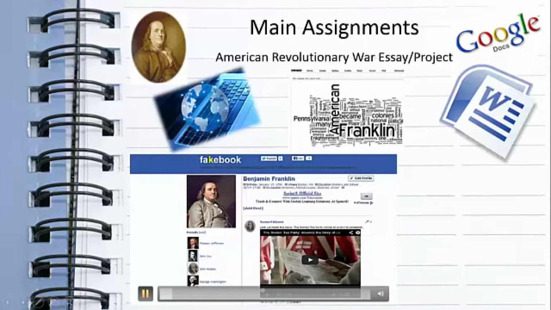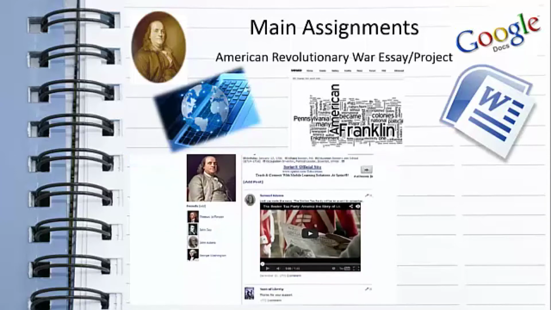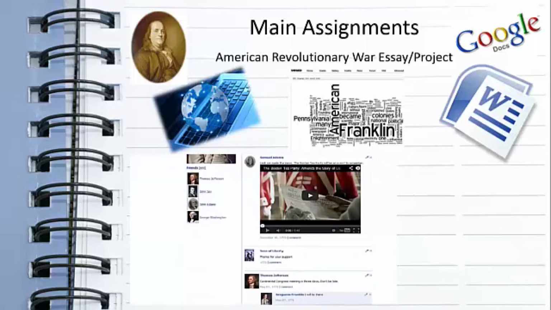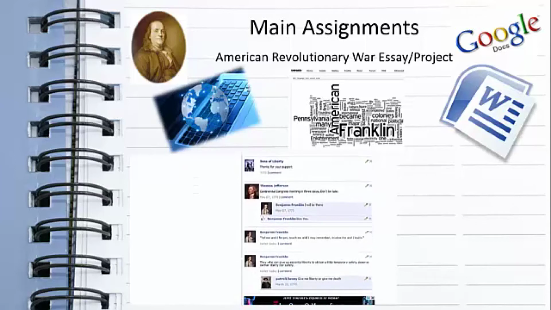Students also must create a Facebook page for their individual. They must edit the profile and include at least 4 facts about their given person. They also must add at least 4 friends. Additionally, they must add 5 posts, one of which has to be a video. The last thing that they need to do is ensure that they include 2 comments on their posts.